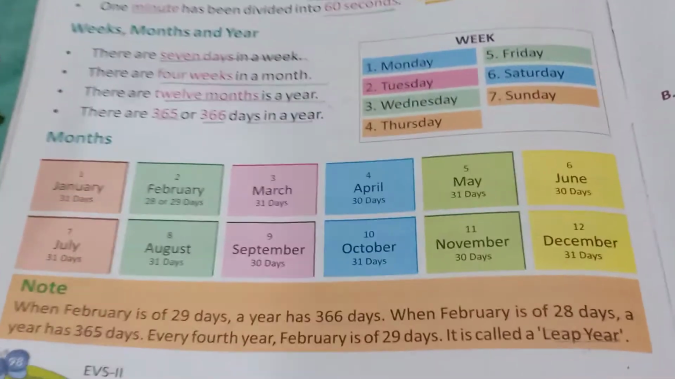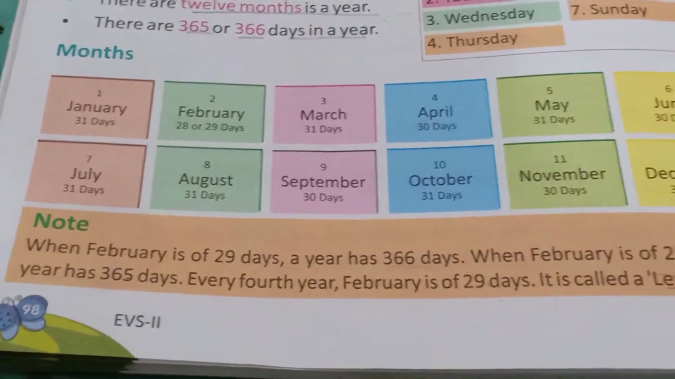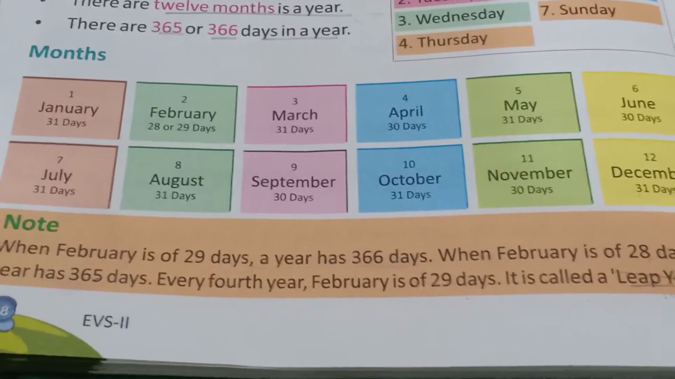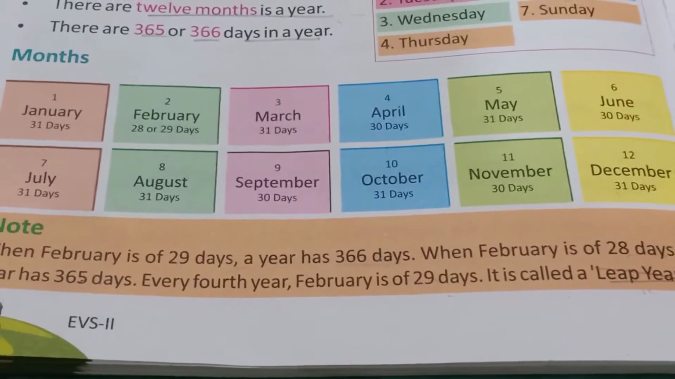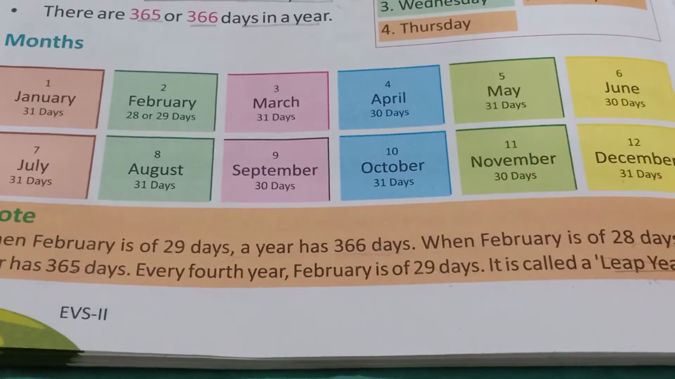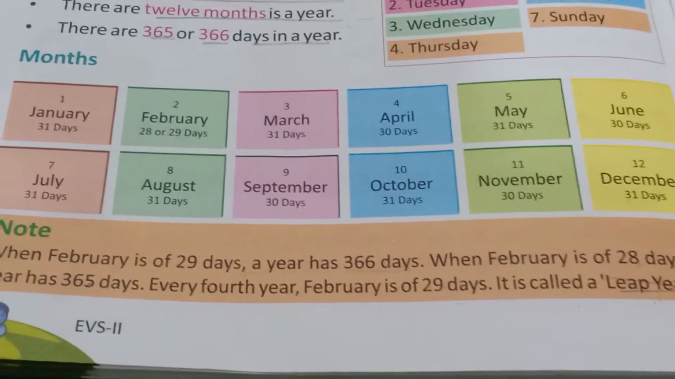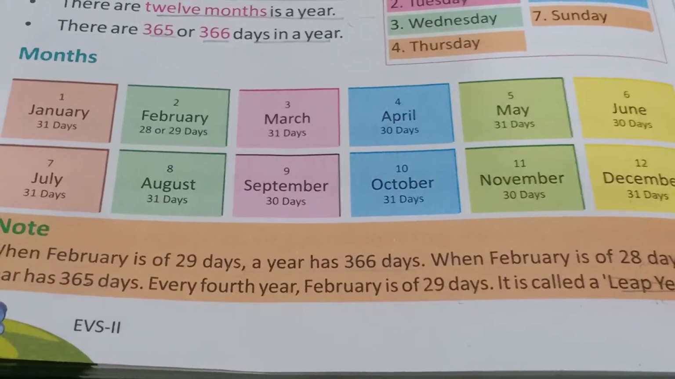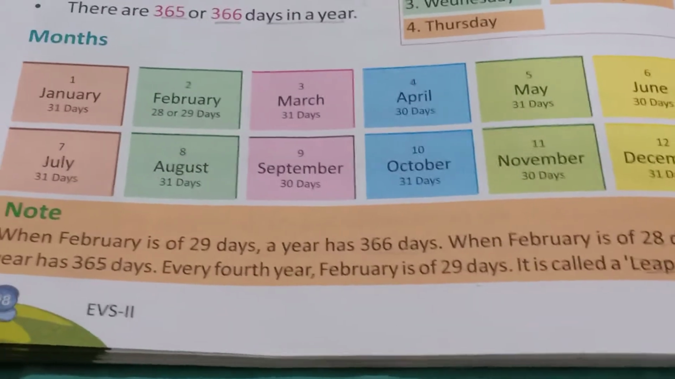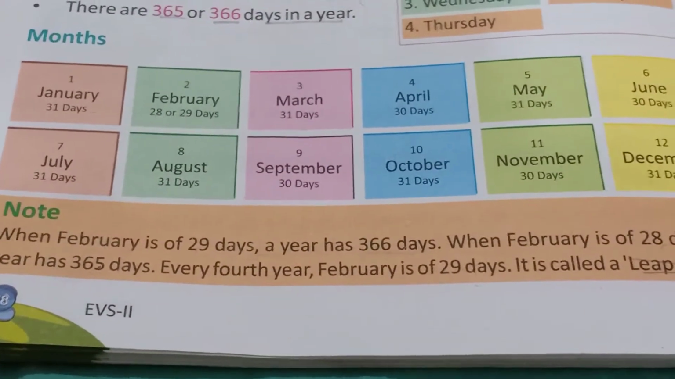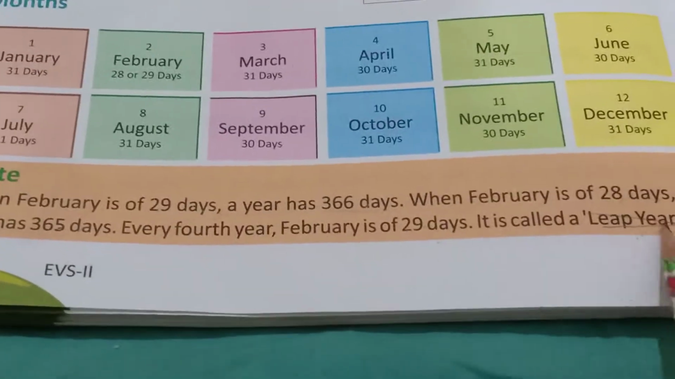Now children, why are there 365 or 366 days in a year? When the month of February has 29 days, then we have 366 days in a whole year. And when there are 28 days in the month of February, we have 365 days in a year. So the year which has 29 days in the month of February, that year is known as a leap year.